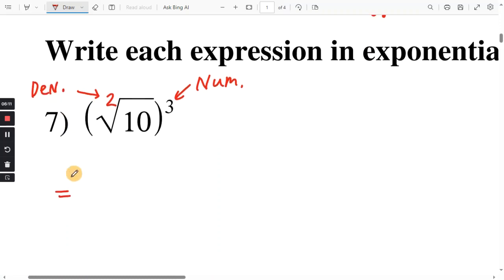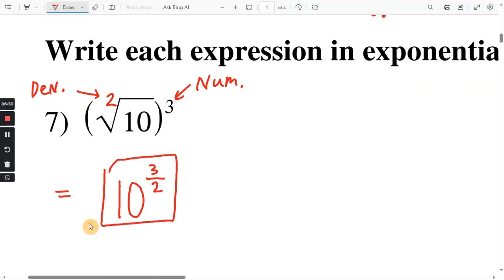All right, so it's pretty simple. We have the base number 10, so we just write a 10. And the exponent is the numerator, so that's to the power of 3. And the root is the denominator, so that goes right there, and that's it. Easy. 10 to the power of 3/2.